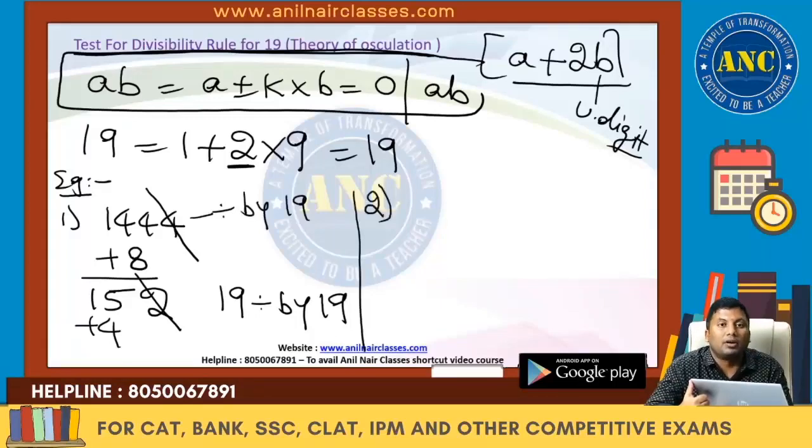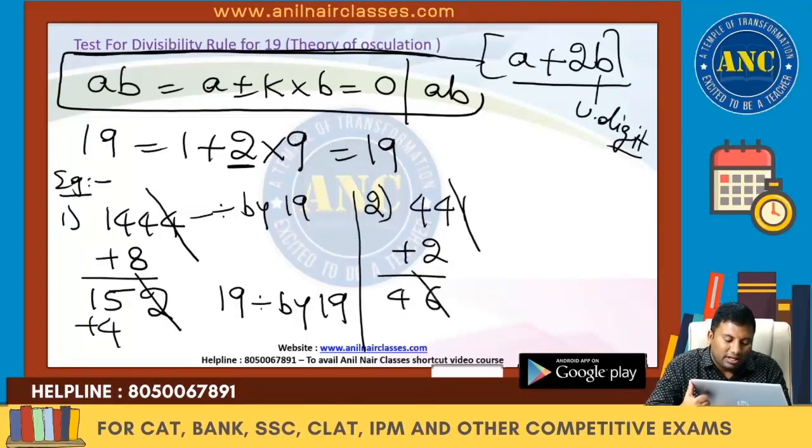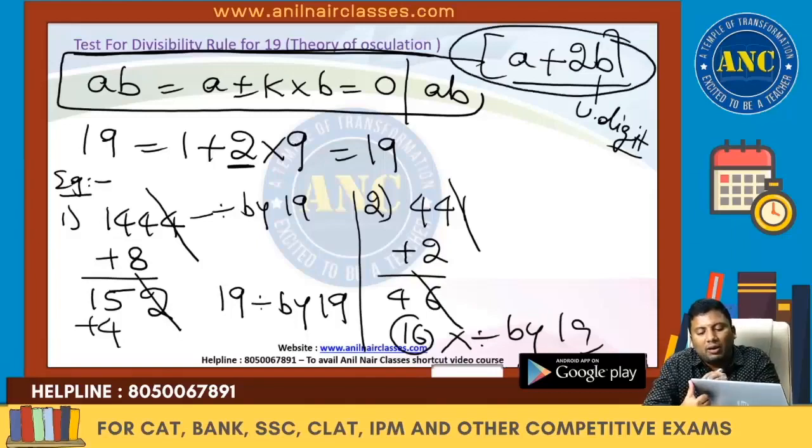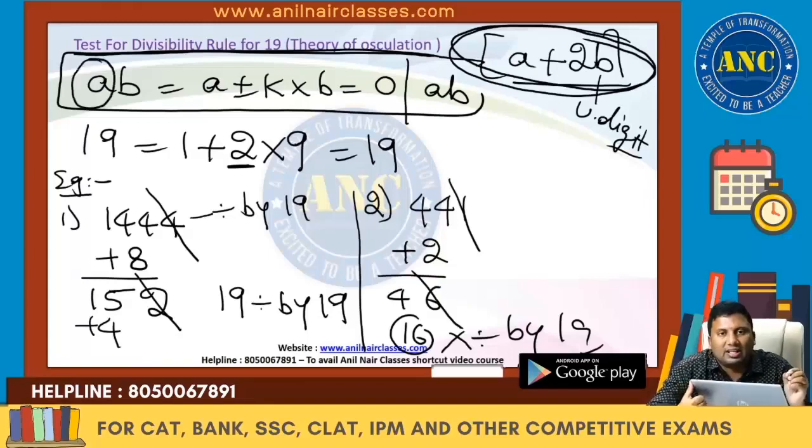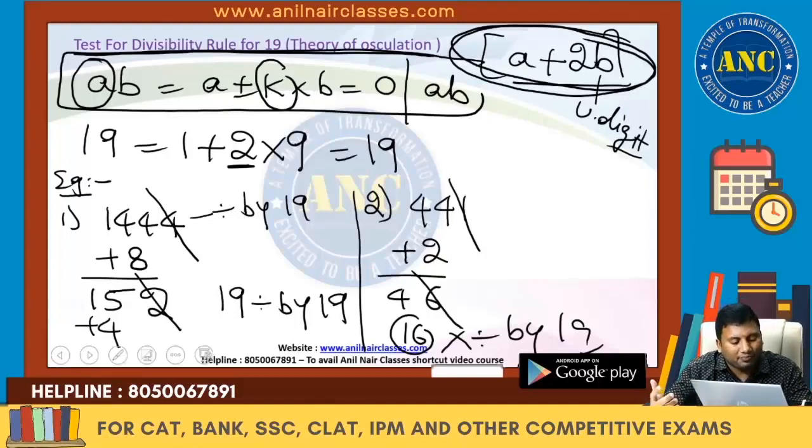One more example. For example, 441. Take the unit digit, double it, add it to the remaining part: 46. Take the unit digit, double it. 6 twos are 12 plus 4, 16. 16 is not divisible by 19. I hope you are able to understand how I am deducing the divisibility rule for any prime number. Anything other than the unit digit, fix it. Find out the value of K. Just a little bit of calculation is required.